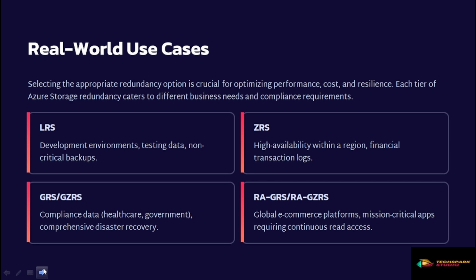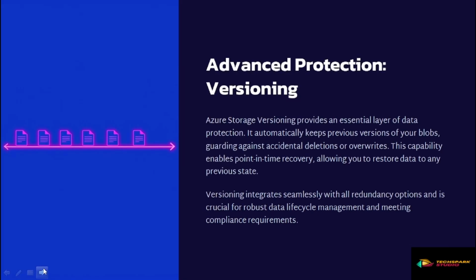global-scale mission-critical systems. Now let's look at another layer of data protection in Azure Storage: versioning. With versioning turned on, Azure automatically keeps older versions of your files whenever a blob is changed or deleted. This means if someone accidentally overwrites or deletes important data, you can easily roll back and restore it to a previous state. Think of it like a time machine for your files. You can go back to the exact version you need.